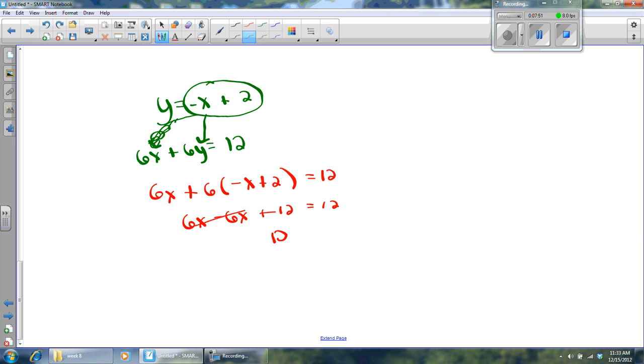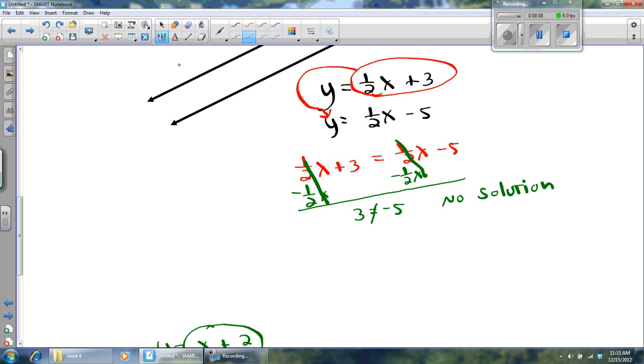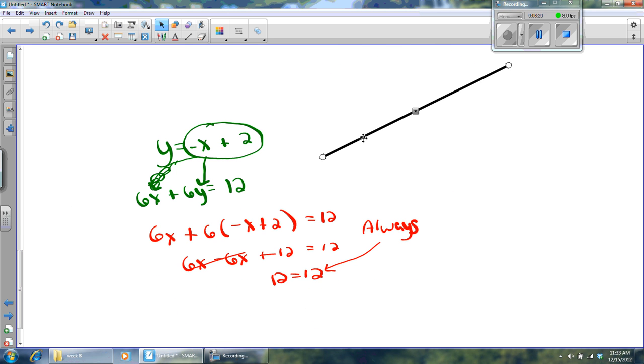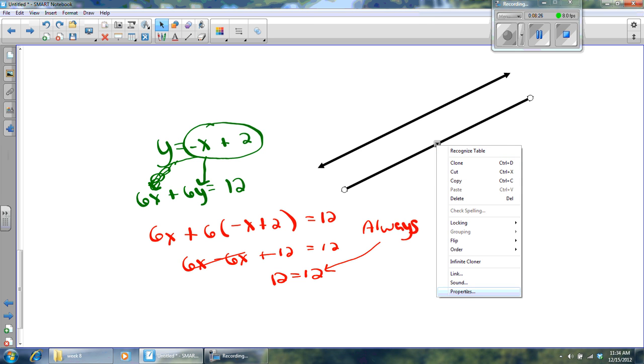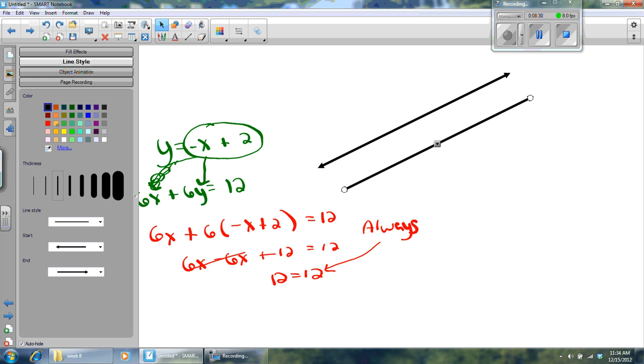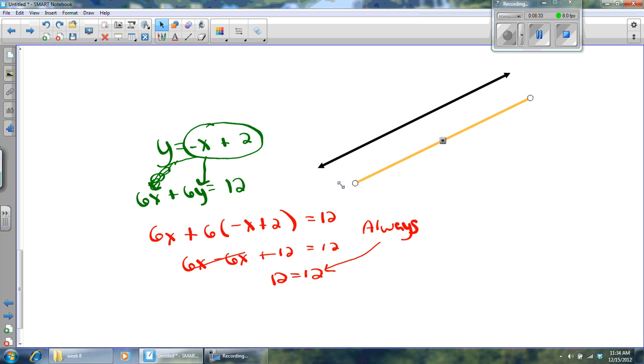And 12 equals 12. When does 12 equal 12? Well, it always equals 12, right? They always equal each other. So this would be a case where there are infinite solutions. What it means is this line, let me get a line here, is intersecting itself everywhere. And I'll change the color to give you a better visual here. And see, it fits exactly on that line everywhere. So the two lines cross everywhere.